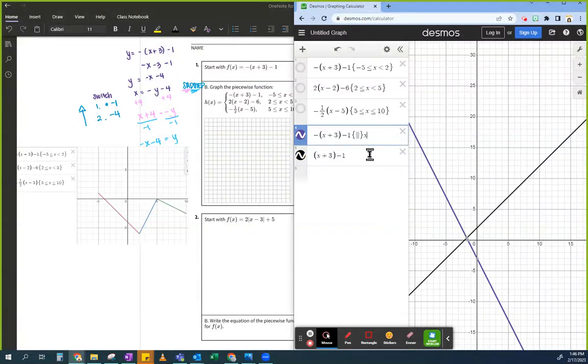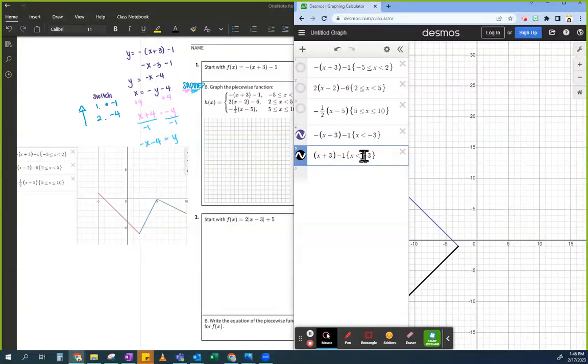So we're going to go x is less than -3, and then we're going to go x is greater than. We're going to copy this right here. Aren't you grateful for copy and paste? I am. So now I'm going to change this to be greater than or equal to. This is where some of you messed up on your test. You didn't put an equal to.